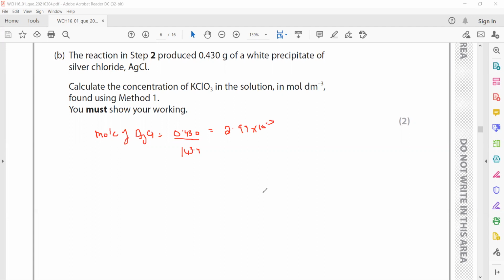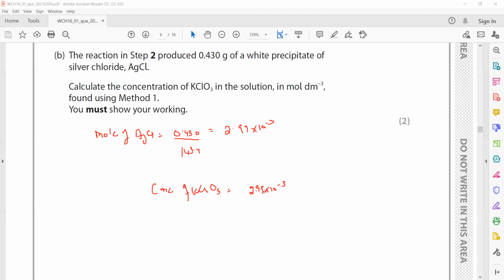Then when you use the ratio, 1:1 is the ratio, so you get the same number of moles for chlorate ion. And then for the concentration, the moles of chlorate ion will be the same as the moles of potassium chlorate. The ratio is 1:1. So concentration of potassium chlorate is moles divided by volume. So moles are 2.99 × 10^-3.